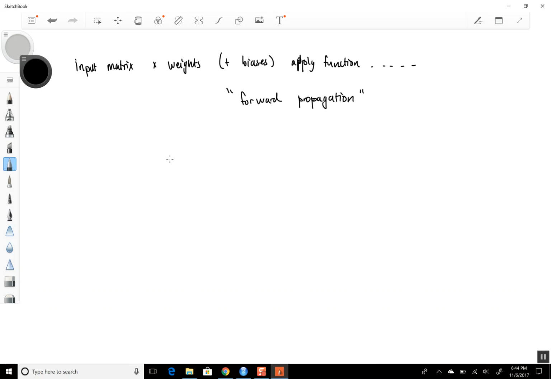Okay, so that process of going from the input, multiplying by the weights, applying a function. So we'll have the input matrix, times weights, maybe plus biases, and apply a function, so on and so forth. This is known as forward propagation. And if we wanted to add biases, you would just be adding a column vector, a column matrix of bias values to the results of multiplying by the weights.